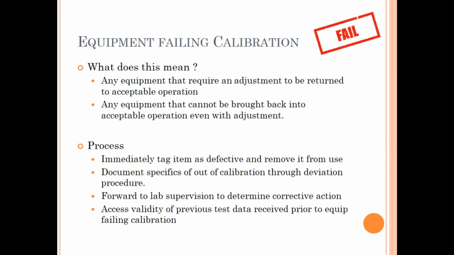You document the specifics of the out of calibration condition, normally through a deviation record. You forward the deviation record to the lab supervisor to determine the corrective action that needs to be taken. And very importantly, you need to assess the validity of previous data that was generated on that piece of equipment since the last passing calibration that was identified. So it widens the scope of your investigation if a piece of kit fails calibration.